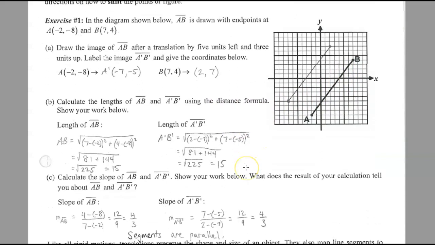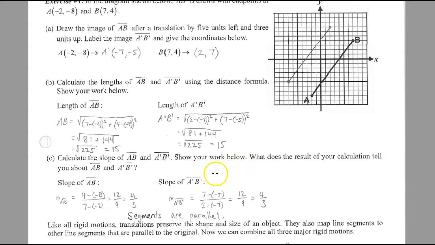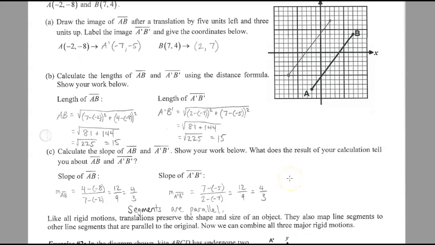And that's what parts B and C are here to prove. So if you calculate the distance of AB and the distance of A prime, B prime, you get the same value. If you calculate the slopes of each one, you get the same value. So they work out to be exactly the same. Feel free to pause that and write that down if you wish. We're going to move on to the next section.